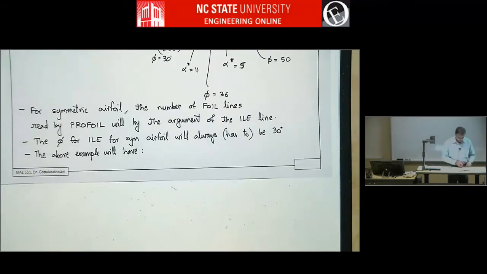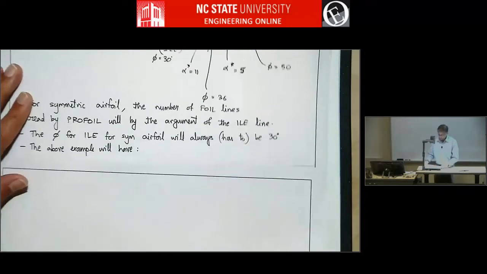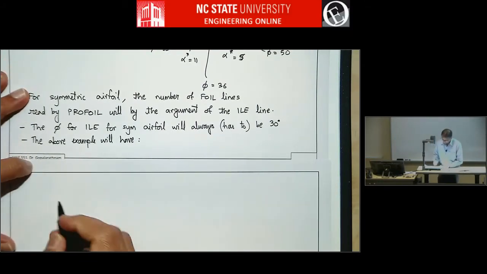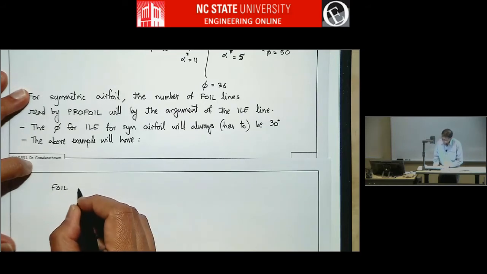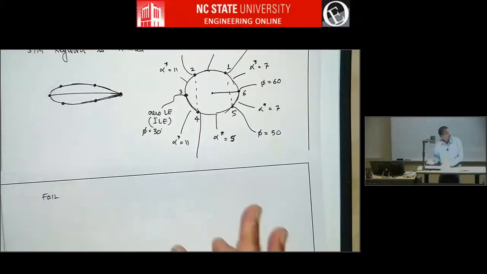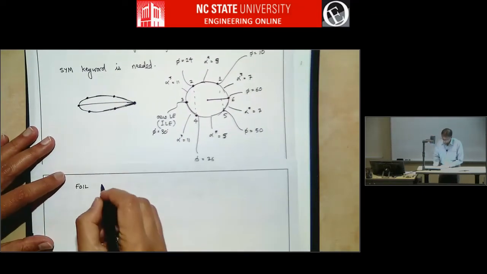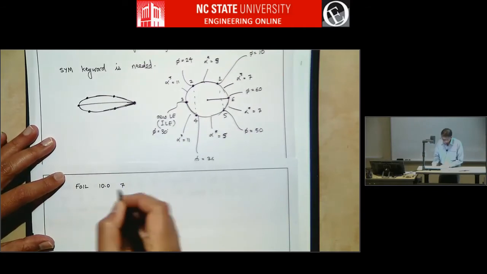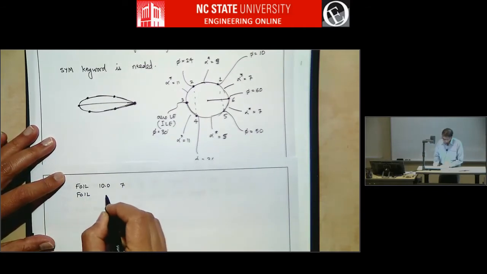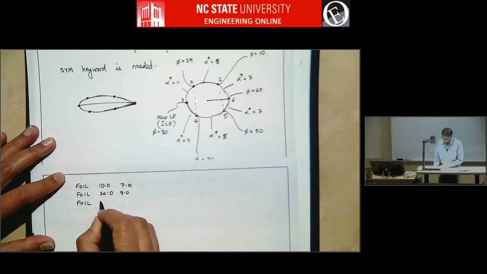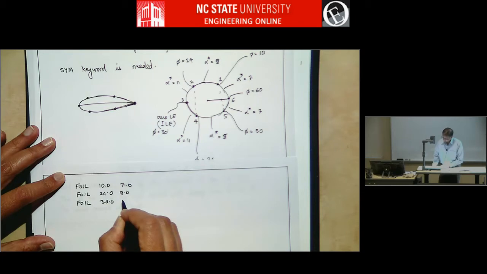I'll continue this on the next page. How many foil lines will it have? How will this look? We have 2 minutes, so let's go through it quickly. It'll have 3 foil lines. So you'll say foil, can you see this? So foil 10.07, and then foil 24, 9, and then foil 30, this has to be 30, and this will be 11, right?